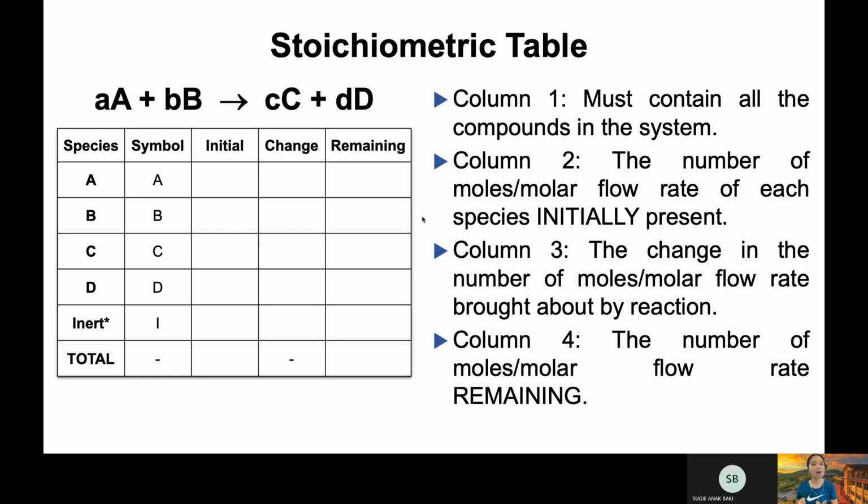So it becomes total out. So initial is total in, remaining is total out. So you know the initial for A, remaining for A, and for B, initial and remaining. So you know in and out for A, in and out for B, in and out for C, in and out for D, and ultimately total in and total out for all the compounds. So that's why we do the stoichiometric table.